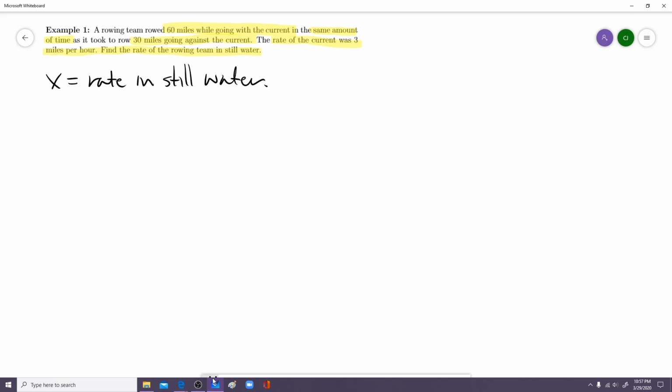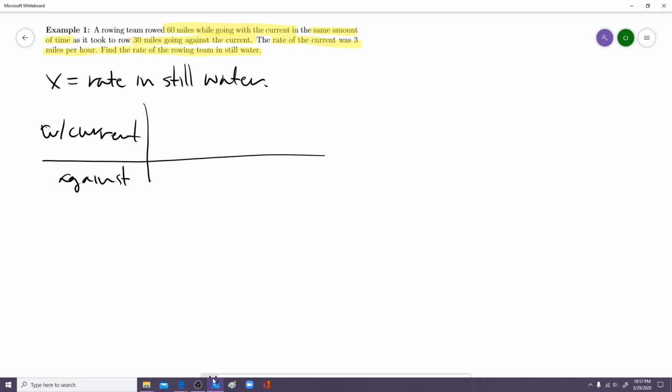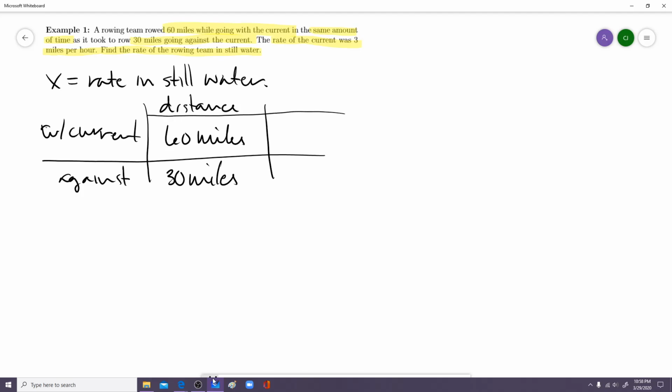So for example, let's make a table. The table will be with current, and this is going to be against. The very first thing it says, with the current, we have 60 miles. So what is 60 miles? That is a distance. So this is 60 miles. When you're going against the current, it is 30 miles. Put over here.